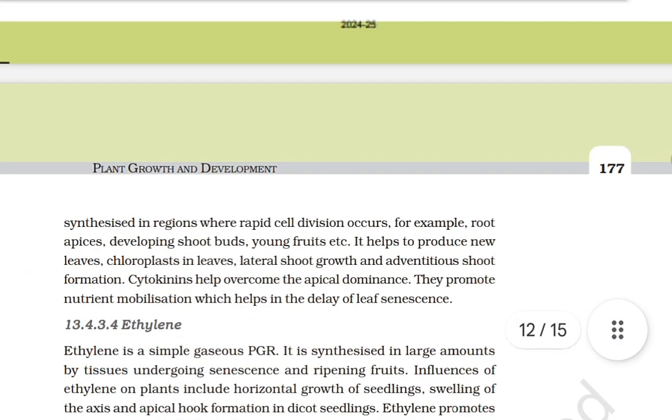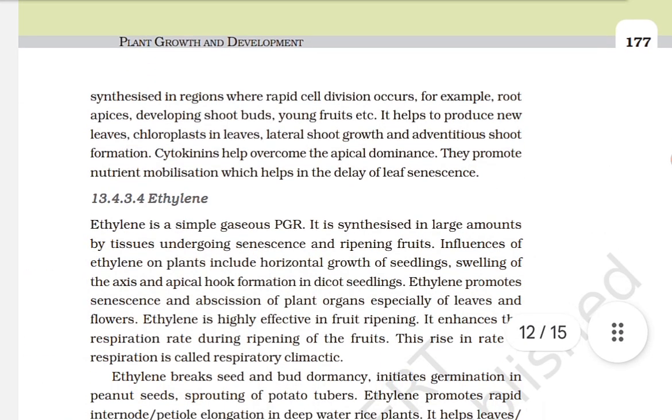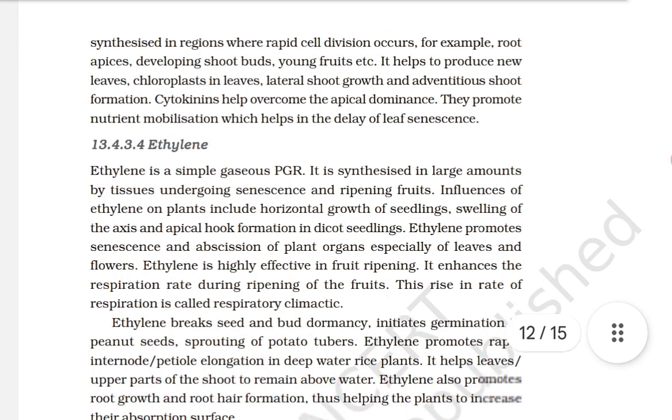Next, it helps to produce new leaves, chloroplasts in leaves, lateral shoot growth and adventitious shoot formation. Helps to produce new leaves, chloroplasts in leaves, lateral shoot growth and adventitious shoot formation.